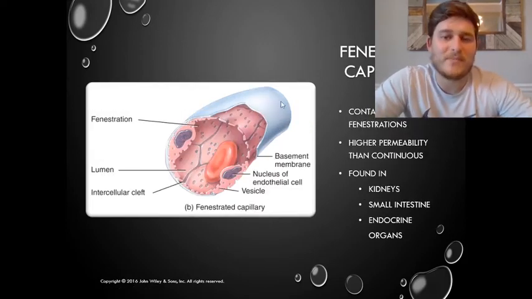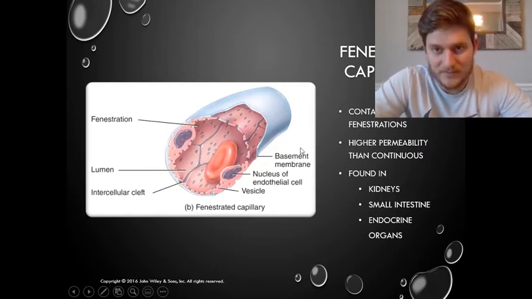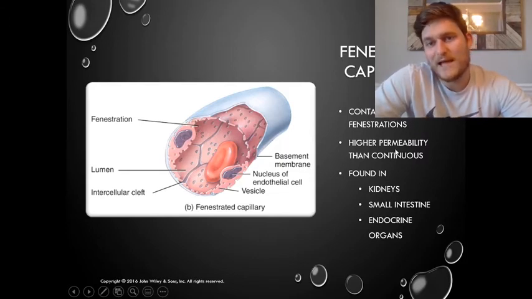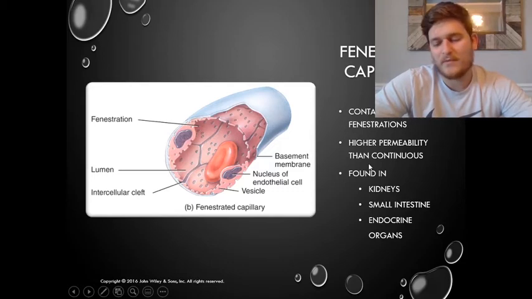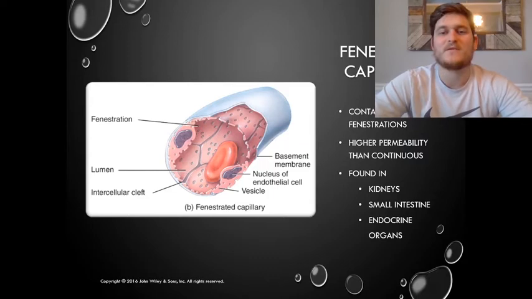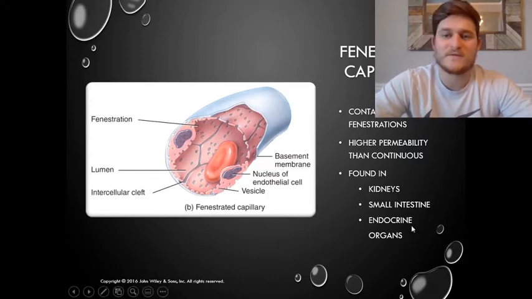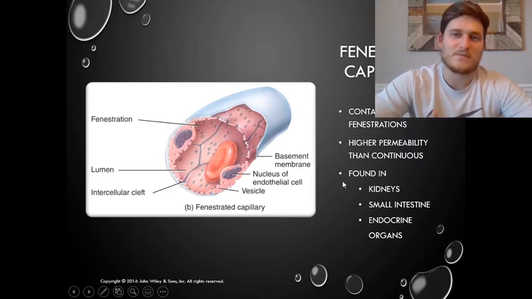In fenestrated capillaries, you're going to see bigger pores than those found in continuous capillaries, and so this is going to allow for higher permeability. Areas of the body that have a huge role in uptake or secretion of certain materials, especially the kidneys, small intestines, and endocrine organs, things that dump off hormones, you're going to see more of these types of capillaries located there.